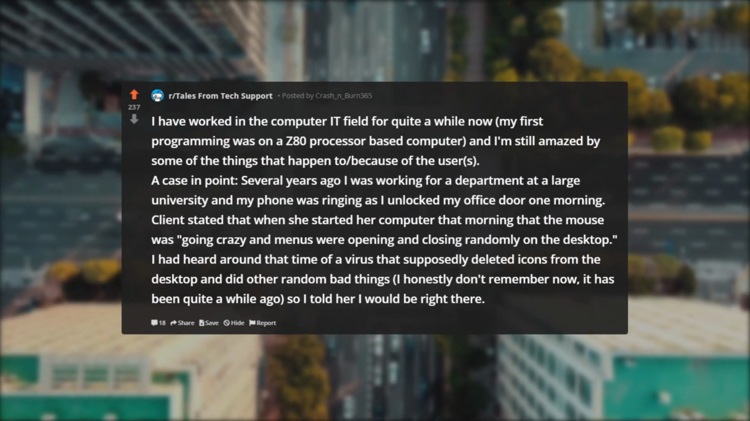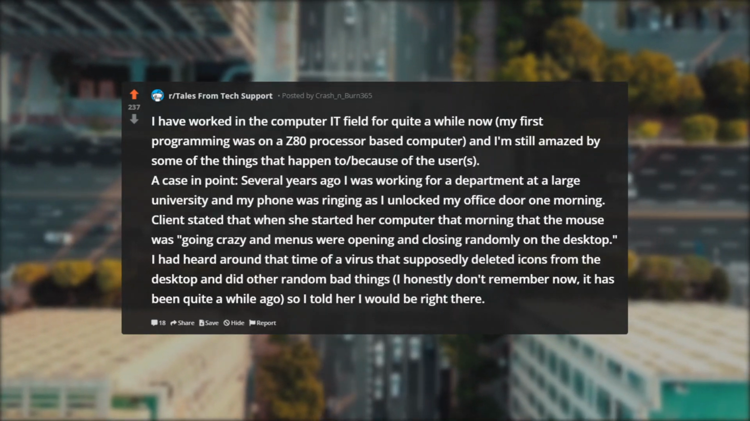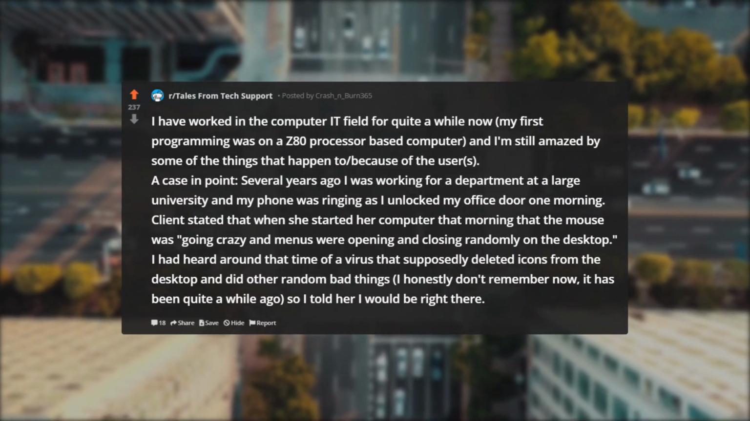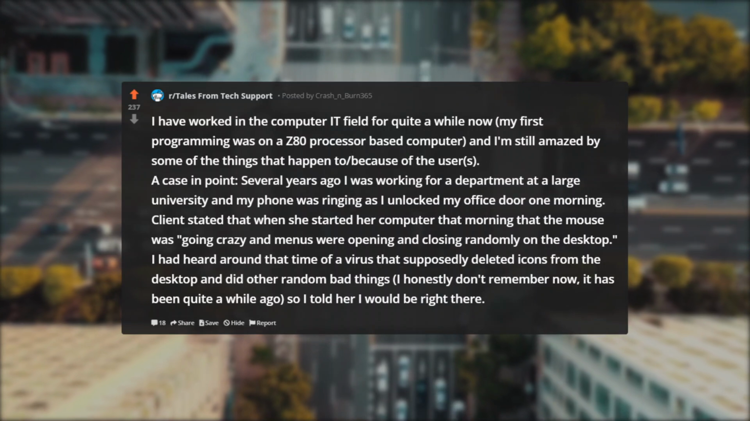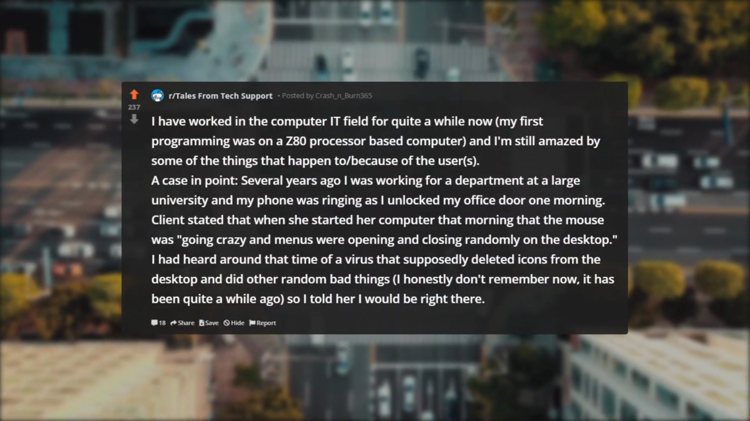A case in point: several years ago I was working for a department at a large university, and my phone was ringing as I unlocked my office door one morning. Client stated that when she started her computer that morning the mouse was going crazy and menus were opening and closing randomly on the desktop.